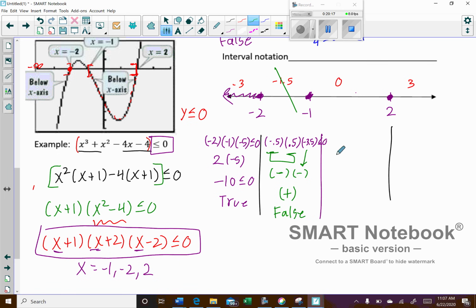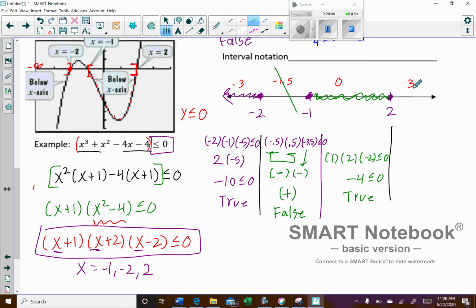So if we plug in 0 here, we're going to get 1 times 2 times negative 2. Is that less than or equal to 0? So when you multiply that all together, it's negative 4. Negative 4 is less than or equal to 0. That one is true. So we'll go ahead and shade between those.